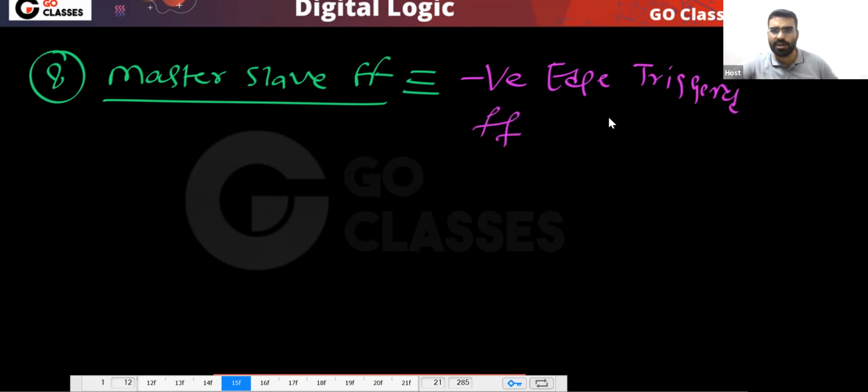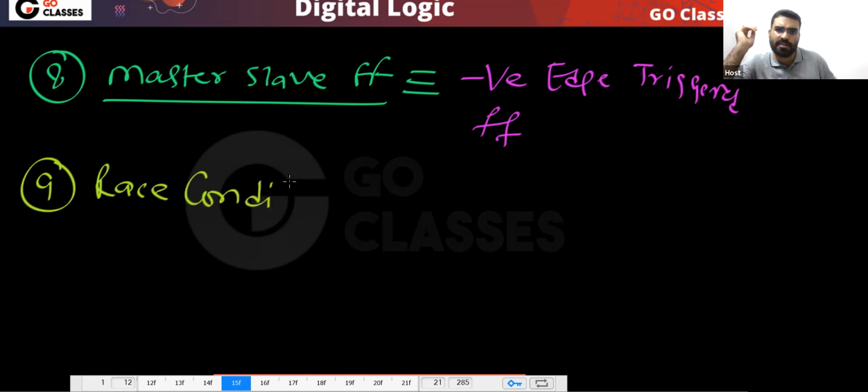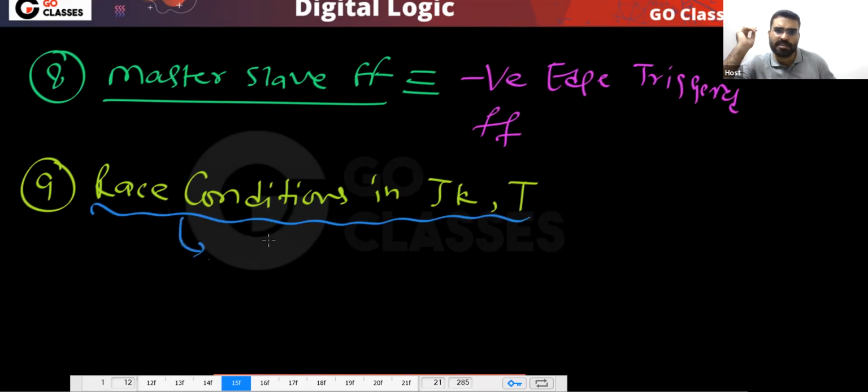So these concepts we have seen. We have seen the race condition in JK and T. Why does it happen? What is the reason this race condition happens in JK and T? The first reason is level triggering. If JK and T are level triggered, then this race condition will happen. I told you this point.